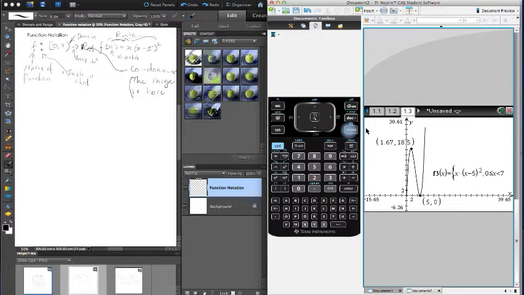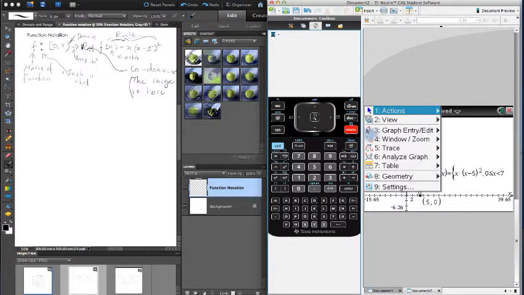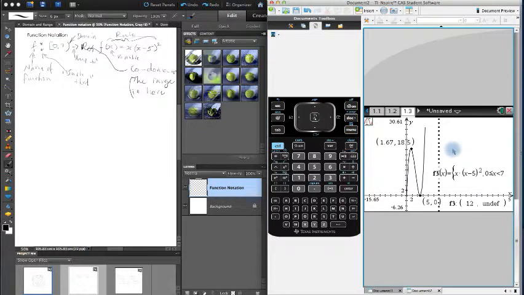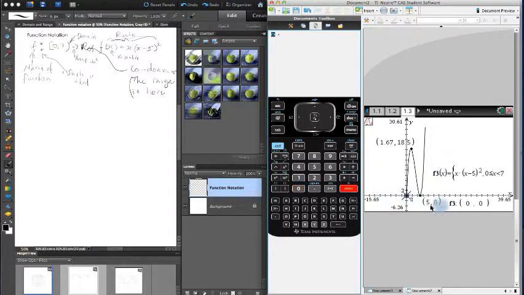We just go into Menu, Trace, then Graph Trace, and then we can just put in the number that we want to graph trace. So we put in 0. It says down here x equals 0, so it finds out what y is when x equals 0. And there we go, it tells us that that is 0, 0.